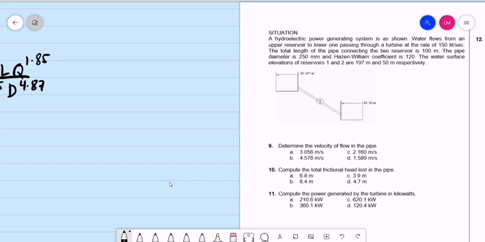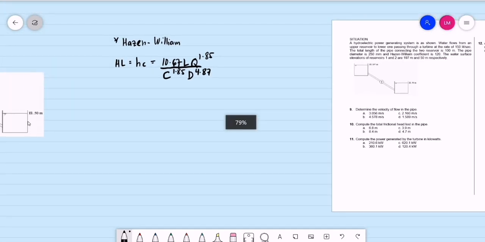A hydroelectric power generating system is as shown. Water flows from an upper reservoir to a lower one, passing through a turbine at the rate of 150 liters per second. The total length of the pipe connecting the two reservoirs is 100 meters. The pipe diameter is 250 millimeters and the Hazen-Williams coefficient is 120. The elevations of reservoirs 1 and 2 are 197 meters and 50 meters respectively. Alright, so let's have that figure.